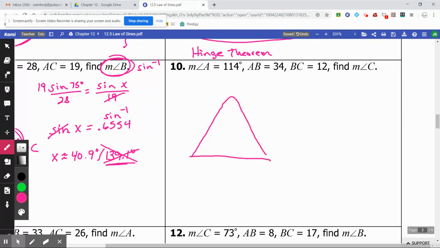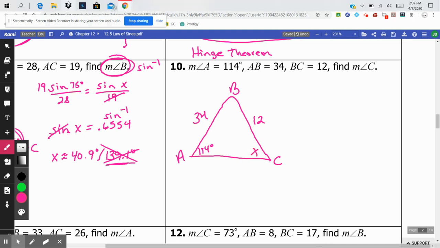And I have a funny feeling we're fixing to run into a no solution one. So you have the measure, you have A, B, and C. Angle A is 114 degrees. AB is 34, and I'm going to show you how to spot a no solution sometimes before you even work these things out. And this is definitely a no solution. And if you'll use some of the information that I taught you in geometry, if you'll look at this, 114 is across from 12.